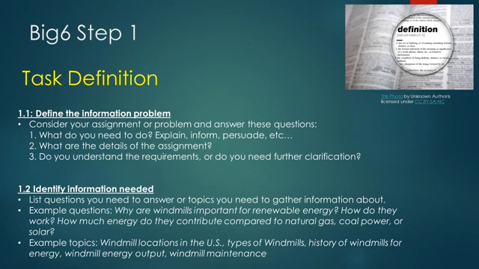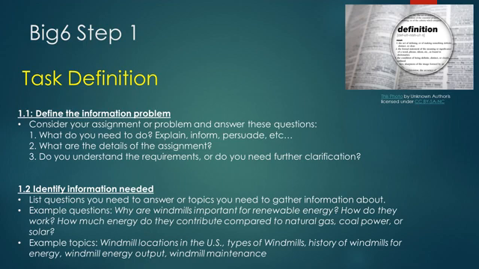The Big Six step 1 is task definition. Each one is broken into 2 parts, 1.1, 1.2. The next one will be 2.1 and 2.2 and so on. So task 1.1, define the information. Consider what your assignment or problem is and then answer these questions. What do you need to do? Do you need to explain, inform, persuade, etc.?